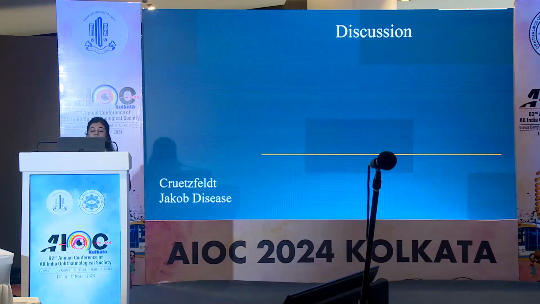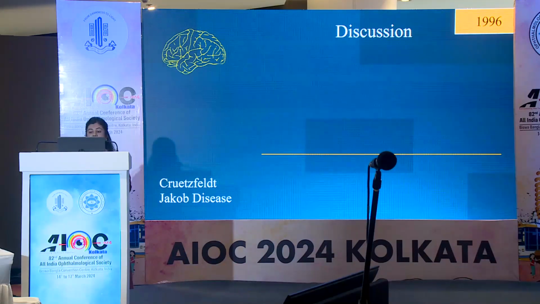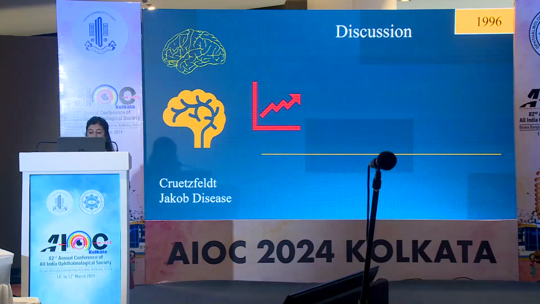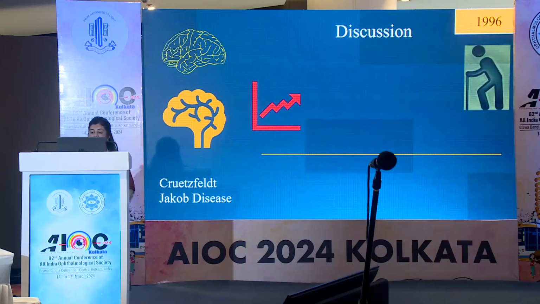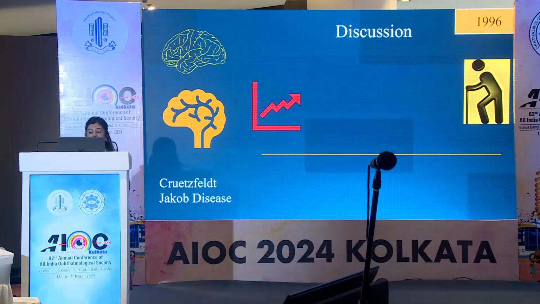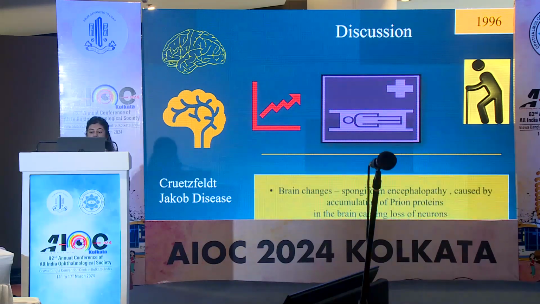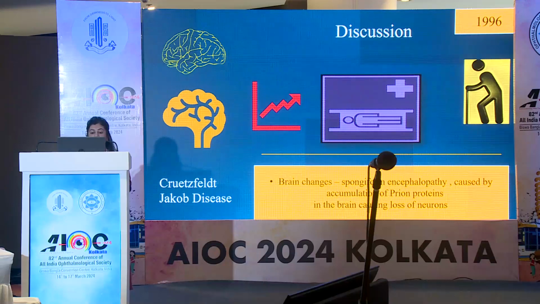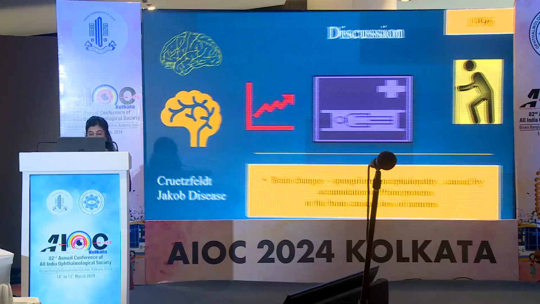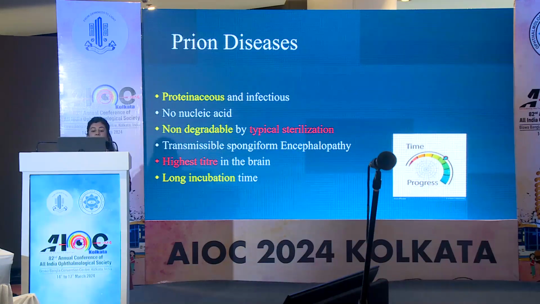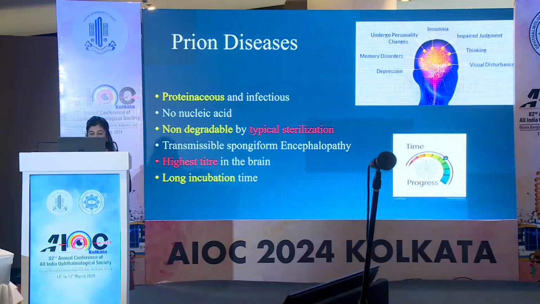Coming to the discussion, CJD was first diagnosed in 1996. It is a rare neurodegenerative disease with rapid progression and high mortality rate, suspected to be contracted by eating infected cows. Patients are usually of old age, and it causes accumulation of prion proteins in the brain, causing loss of neurons. Prion diseases are proteinaceous and infective particles. These are not degraded by typical sterilization. They have the highest titer in the brain, and they have a long incubation time.